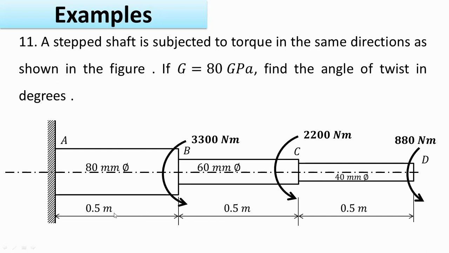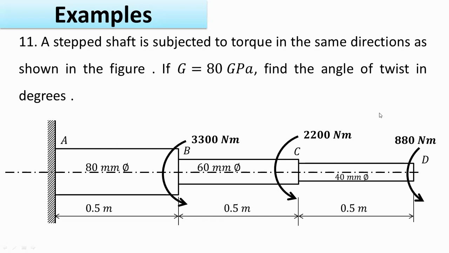So the length of AB is 500 mm. The length of BC is also 0.5 meter, that is 0.5 into 1000, that is 500 mm, and here also it is 500 mm. The important part is that we have to draw the torque diagram, and we have to find out what will be the torque in the individual section, that is what will be the torque in AB, BC and CD, and for that we have to draw the torque diagram.